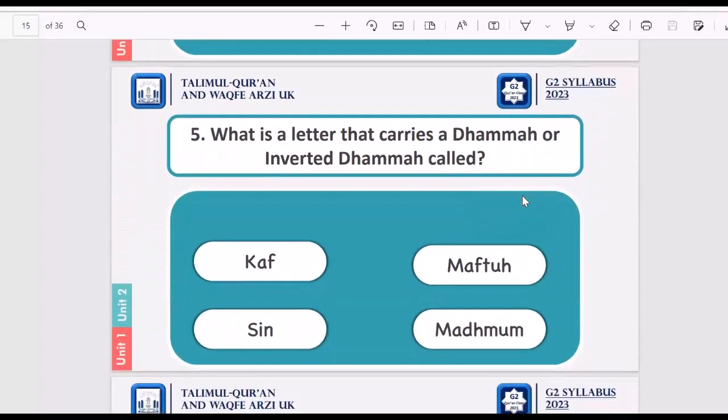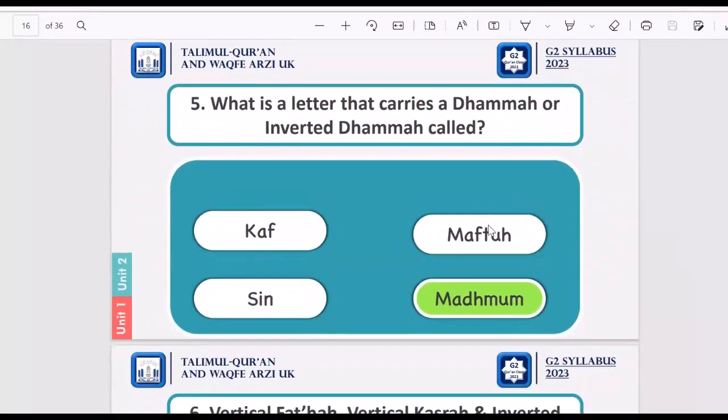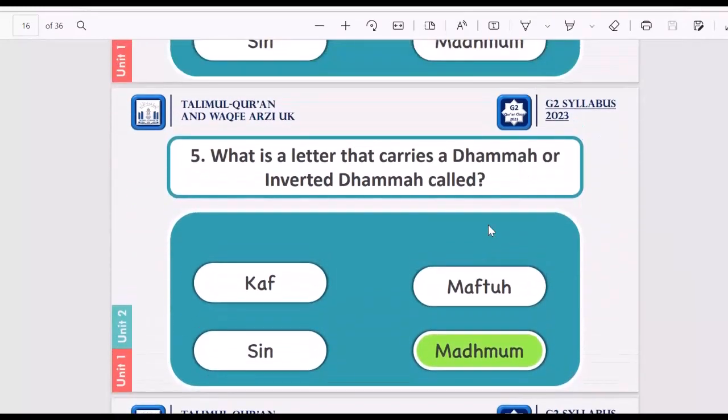So the next question is, what is a letter that carries a dhamma or inverted dhamma called? Kaf, maftuh, sin, or madmum? Majority of students have said madmum. Well done. Madmum is the correct answer.